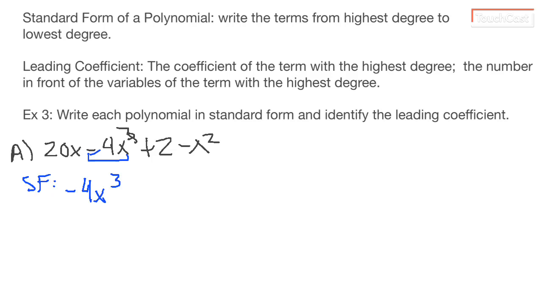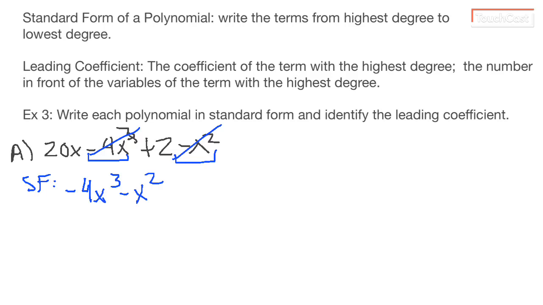And once we do that, we can ignore that term. We're then going to look at which term has the next highest degree. And that's going to be this minus x squared. So we're going to write minus x squared. And once we do that, we can ignore that part.